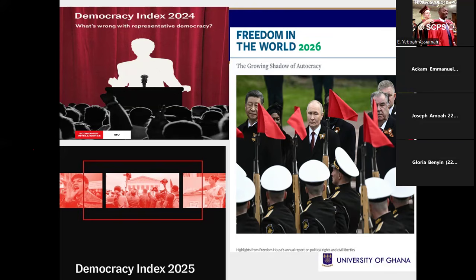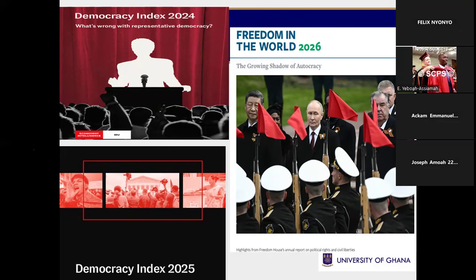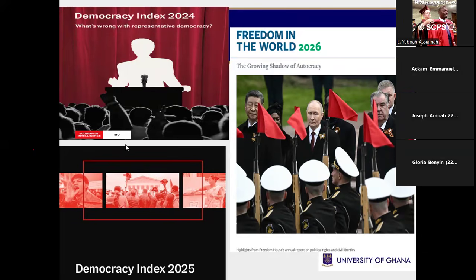So even if we want to use 193, the membership roster of the UN, can we go to all the 193 countries to examine their freedom of speech, the liberties, the elections? We cannot. And so the Economist Intelligence Unit, EIU, they have done that for us. Every year they do this research and they publish it as the Democracy Index.